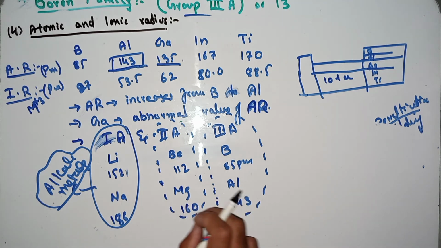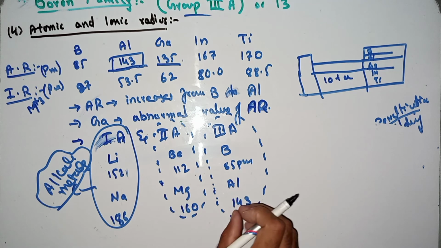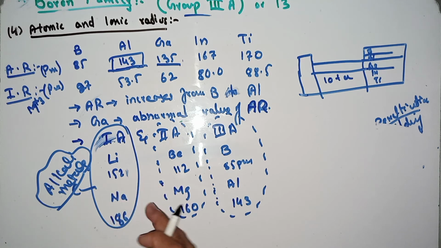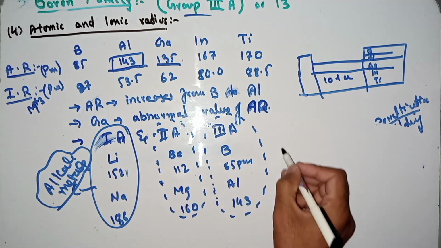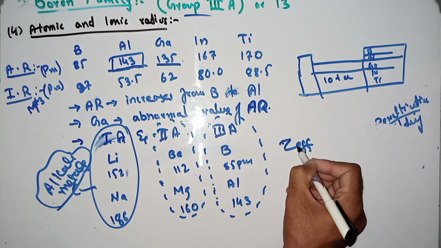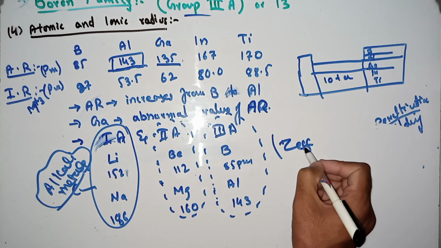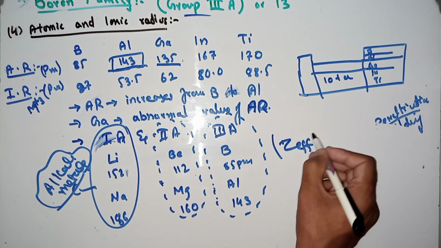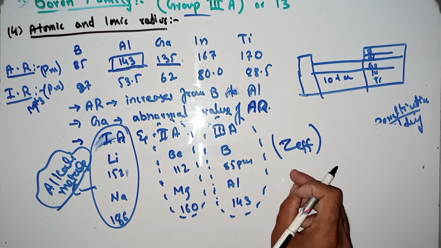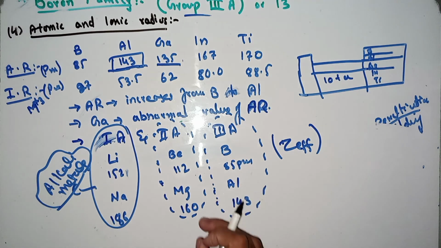So what is the reason behind this? Why is the atomic radius of group third less than group second and first? This is due to the effective nuclear charge, which can be represented as Z eff. Eff means effective, Z means charge of the nucleus. So the effective nuclear charge increases and electrons are pulled toward the nucleus, resulting in a decrease in size.